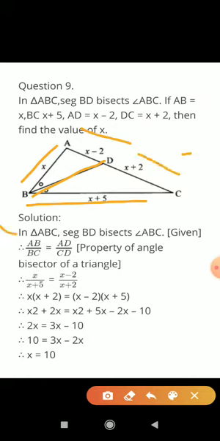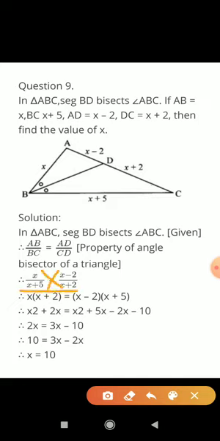So see here in triangle ABC, BD bisects angle ABC is given. Therefore the formula becomes AB upon BC is equal to AD upon DC. Now put values. AB is x, so x upon BC, which is x plus 5, is equal to AD, which is x minus 2, divided by DC, which is x plus 2. Now solve this. So see this step.